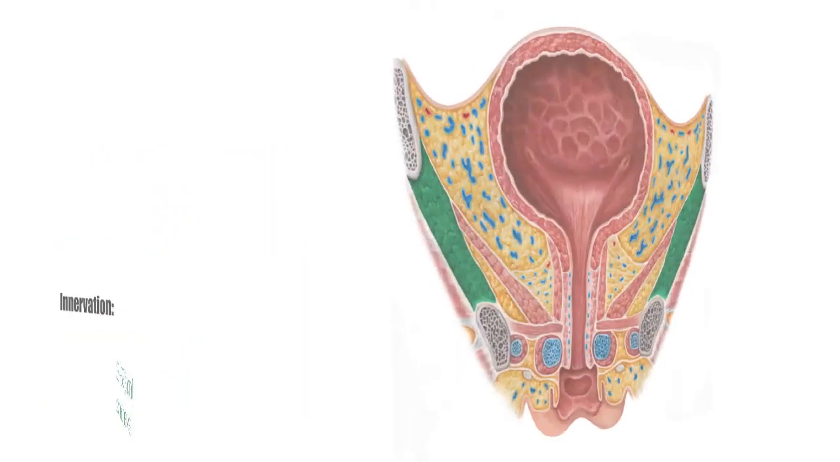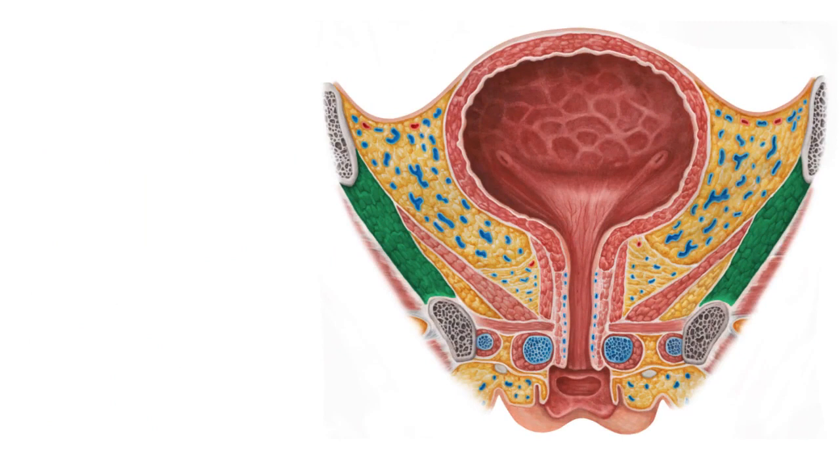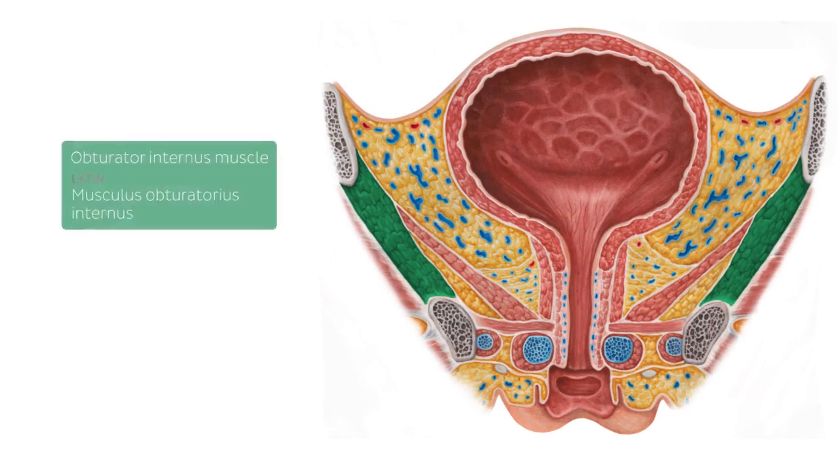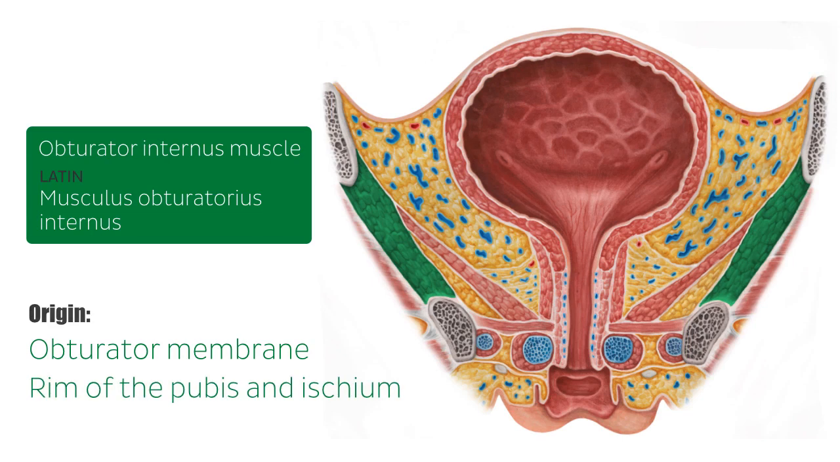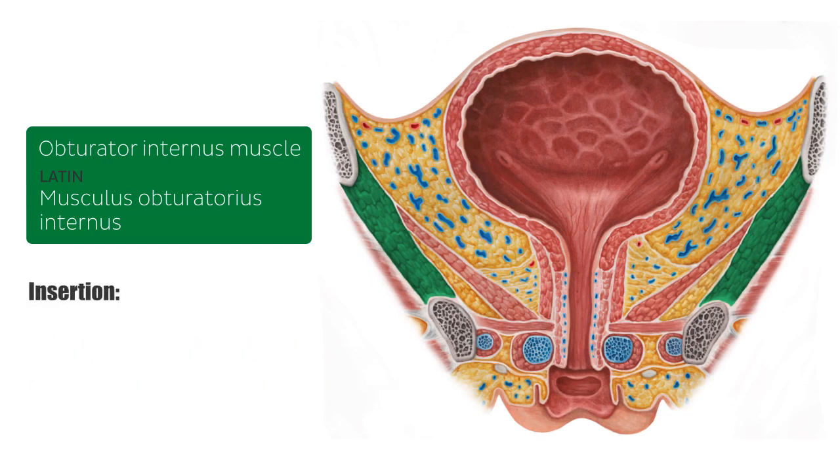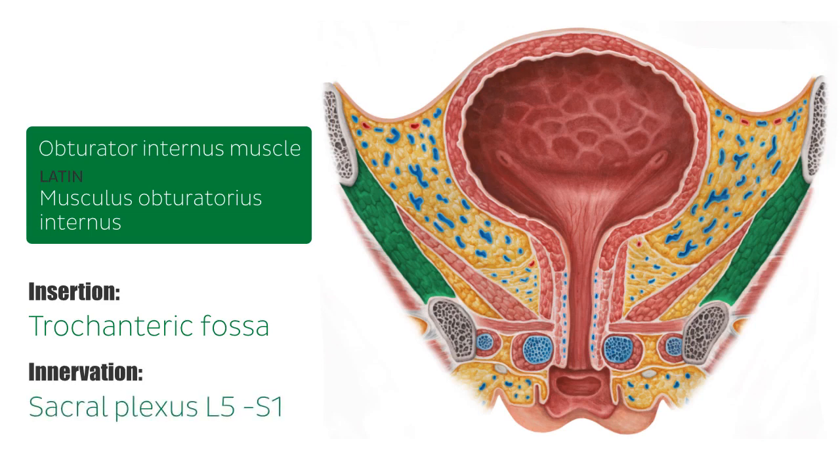Going back to this image of the section of the urinary bladder to highlight another muscle, this time the obturator internus muscle. Though it might be seen here as part of the muscles of the female pelvis, it actually acts to facilitate lateral rotation, abduction, and adduction of your thigh. It has its origin in the inner surface of the obturator membrane as well as the rim of the pubis and ischium. The muscle then inserts at the trochanteric fossa. As for the innervation of this muscle, it comes from the sacral plexus, L5 to S1.